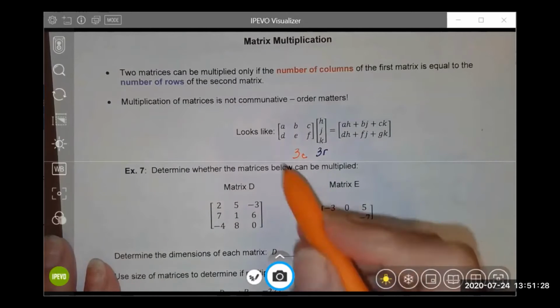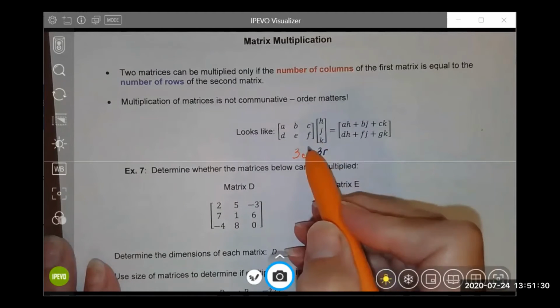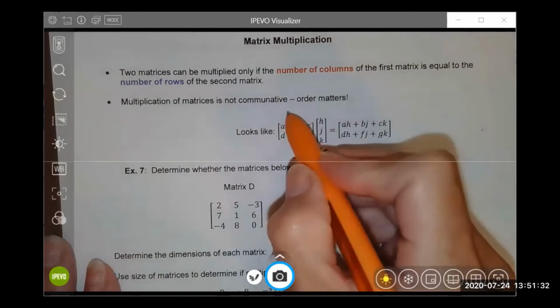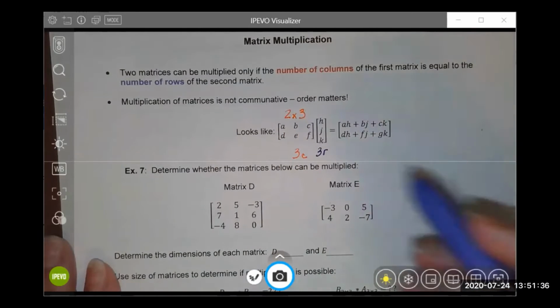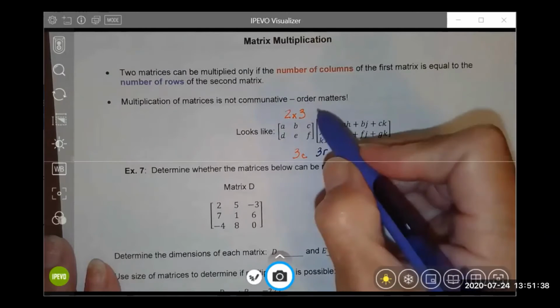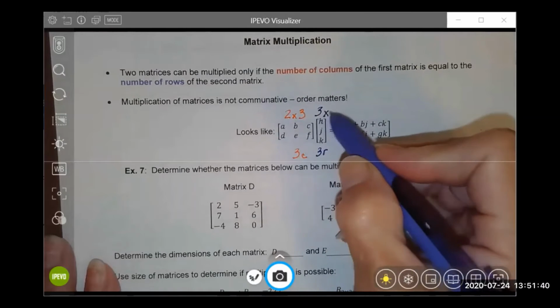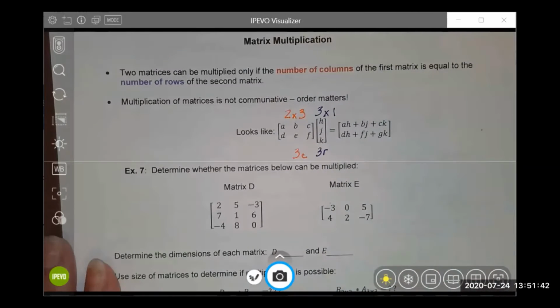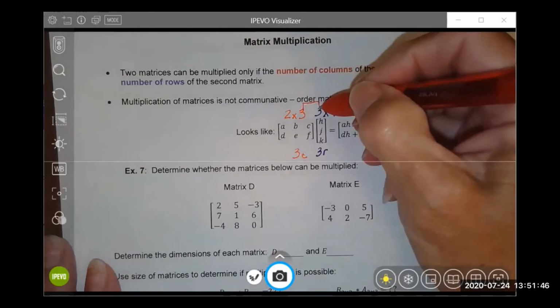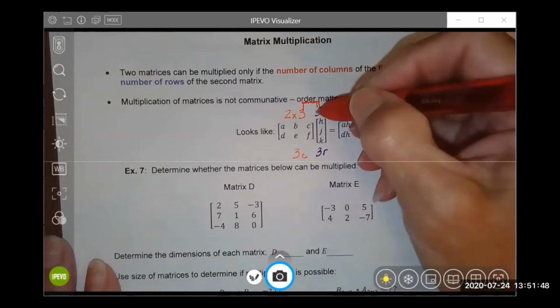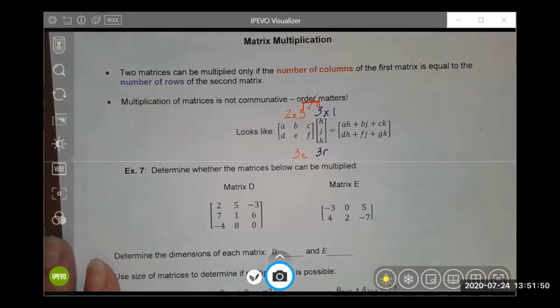A lot of times people will just go ahead and write out the dimensions. This is a 2-row by 3 matrix. This matrix has 1, 2, 3 rows and 1 column. So it's a 3 by 1 matrix. And if your 2 numbers here match, then you know you're good to multiply. If they do not match, then you would not be able to multiply.